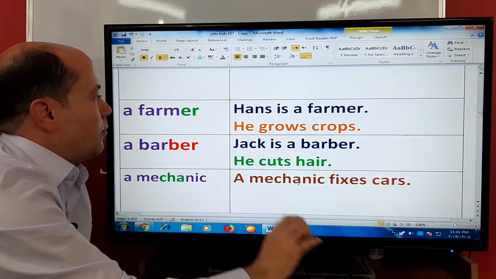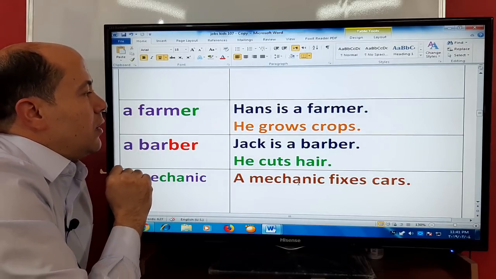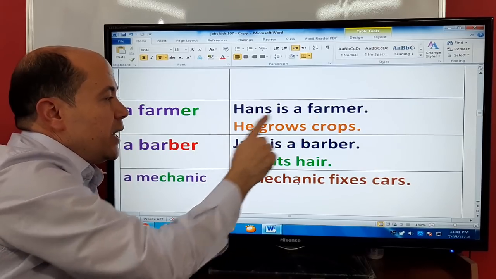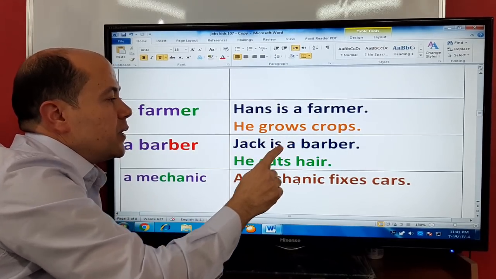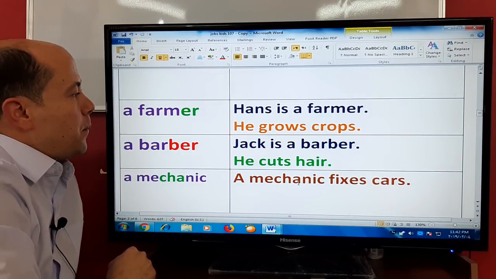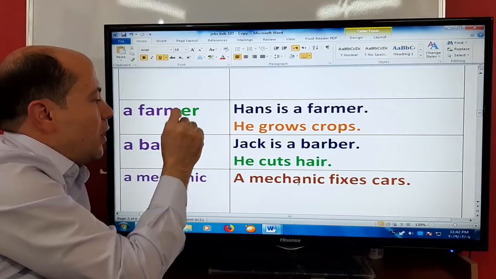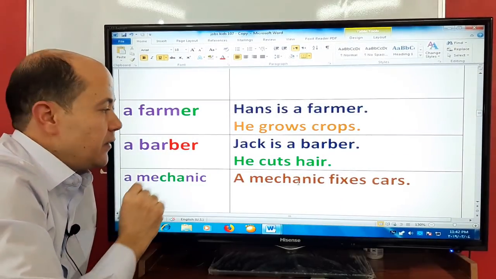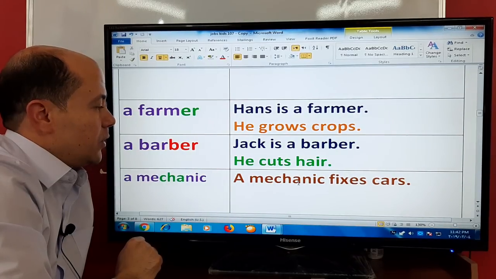A farmer, مزارع. Hans is a farmer, Hans مزارع. He grows crops, هو بيزرع محاصيل. British, a pharma. The R in the end is light in British English. بتبقى خفيفة في الإنجليزي البريطاني.